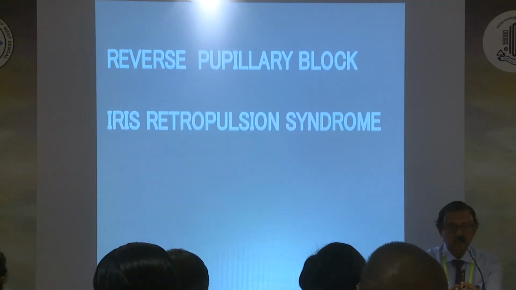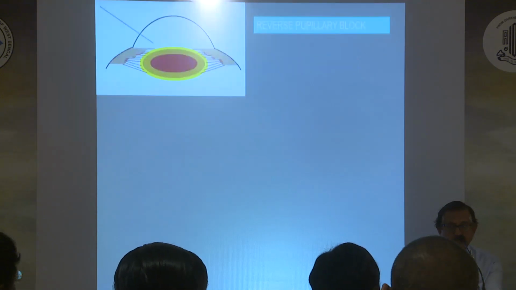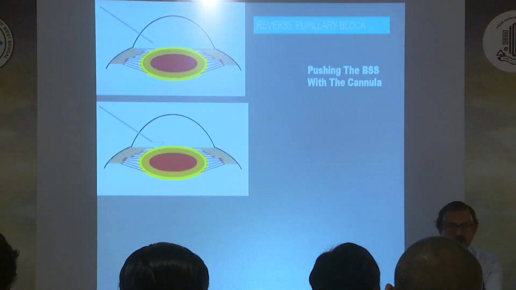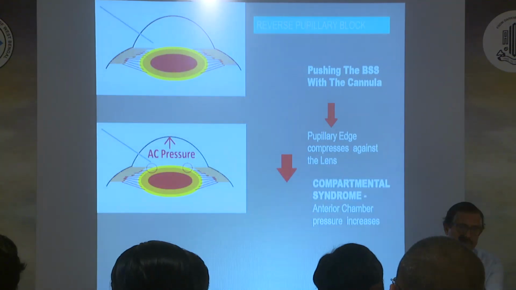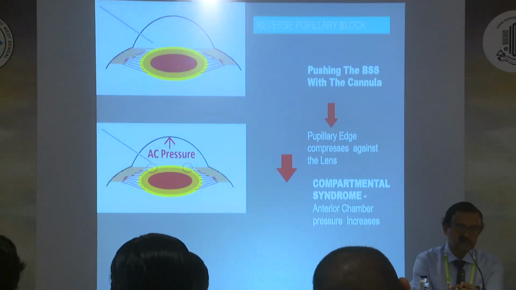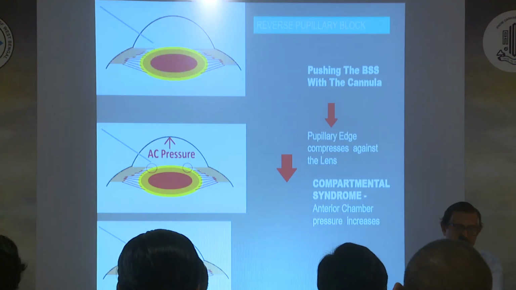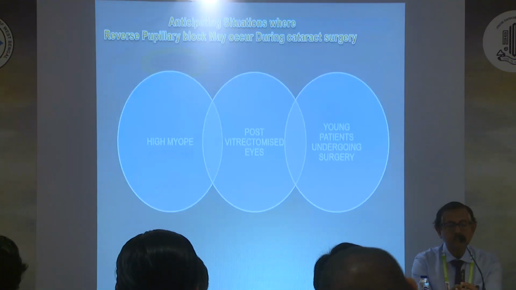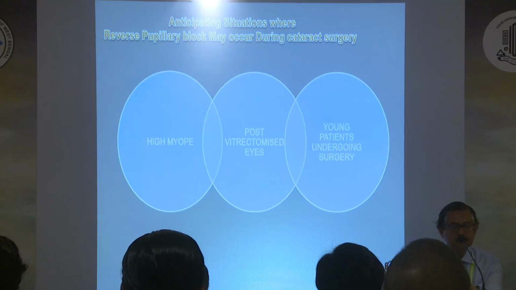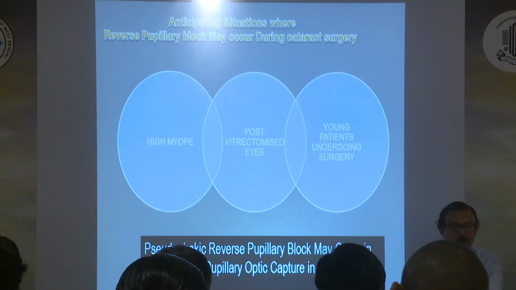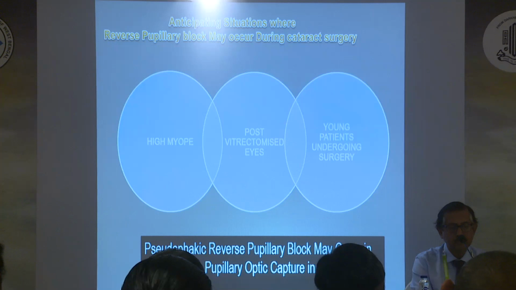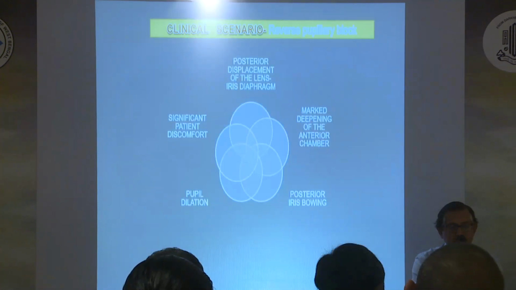Next is the reverse pupillary block, the iris retropulsion syndrome, a situation where, when pushing the BSS with the cannula, the pupillary edge compresses against the lens, and there is development of compartmental syndrome. The anterior chamber pressure increases, whereby the lens is pushed posteriorly. The situations where you can anticipate it are high myopes, post-vitrectomized eyes, and young patients undergoing surgery. The pseudophakic reverse pupillary block may also occur in a patient with pupillary optic capture in a sulcus fixated IOL.